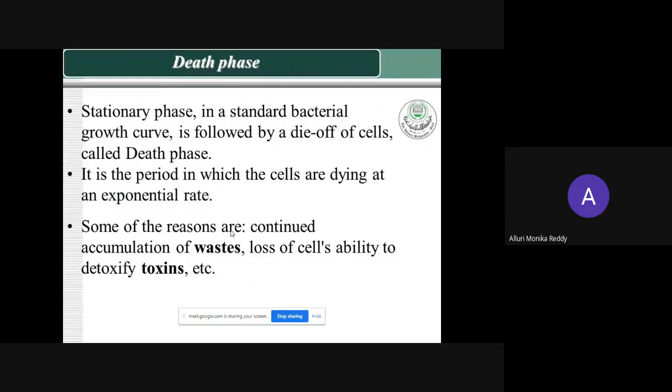The death phase is nothing but the die-off of cells. It is a period in which the cells are dying at an exponential rate. The growth present before the death phase is equal to the death rate now, an exponential rate. Some reasons for this death phase are the accumulation of waste, loss of the cells' ability to detoxify toxins, etc.